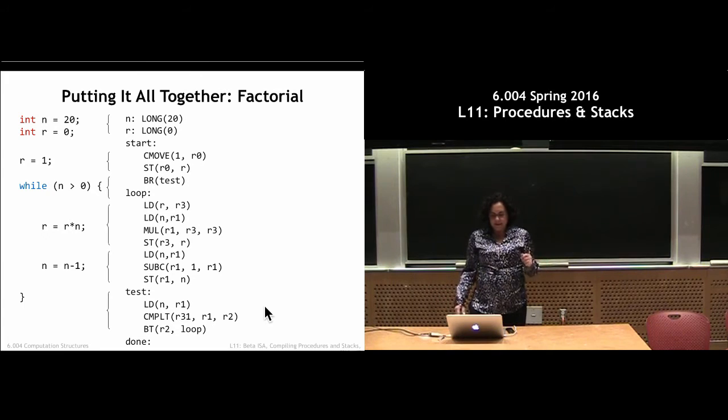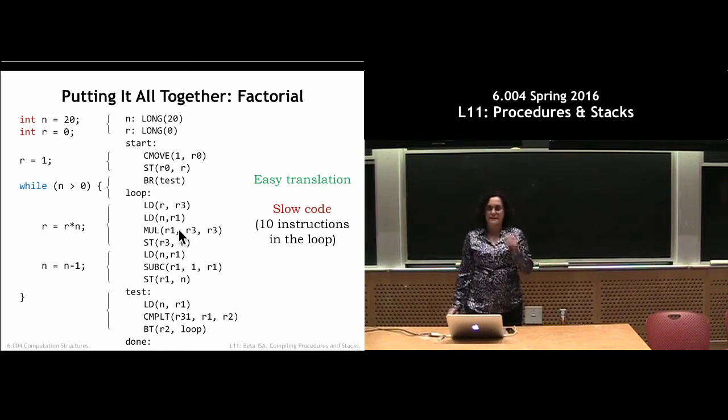So putting this all together, if you were to follow all of these templates for this piece of C code over here on the left, then you would arrive at this assembly code in beta, all right? And so it's relatively easy. So as far as being able to translate it and produce it, not a hard thing to do. What's not so good about it yet is that right now we have 10 instructions in our loop, right? Our loop starts here and it ends all the way over here. So it would be nice if we could do some simple optimizations to make that better.